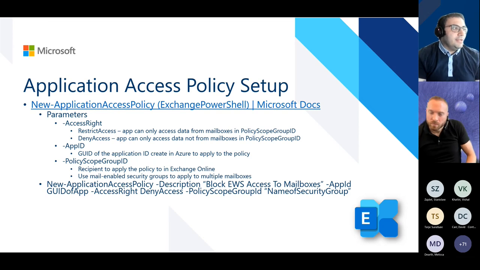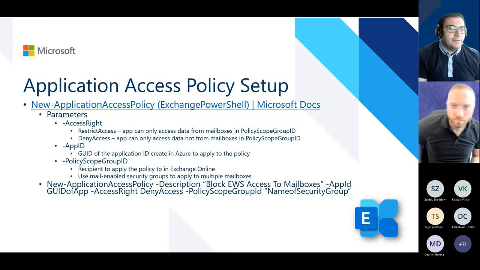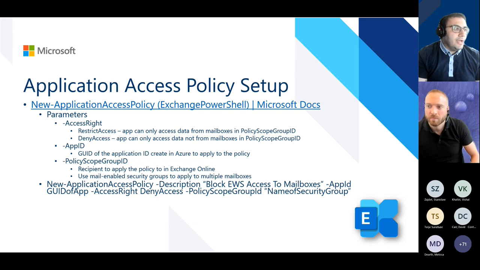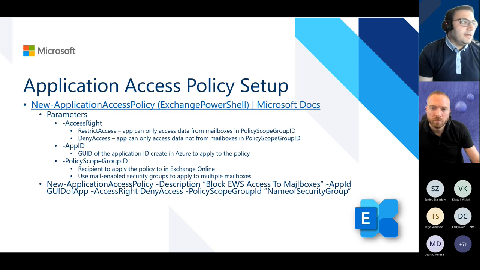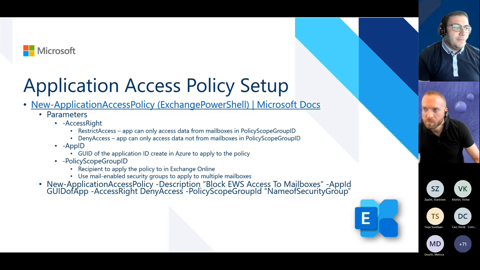So the application ID is the GUID of your app ID created in Azure. I've got an example below where this app access policy would block EWS access to mailboxes. So the app ID is your app ID GUID. Access right is deny access. And then the policy scope ID would be the name of the security group for those mailboxes that are in that security group.